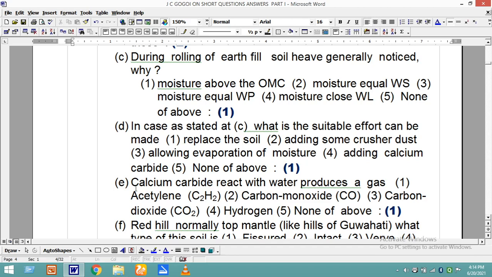Next question is, calcium carbide reacts with water and produces a gas. Options: C2H2, CO, CO2, H2, or none of this. Answer is acetylene gas, C2H2. C2H2, acetylene gas.